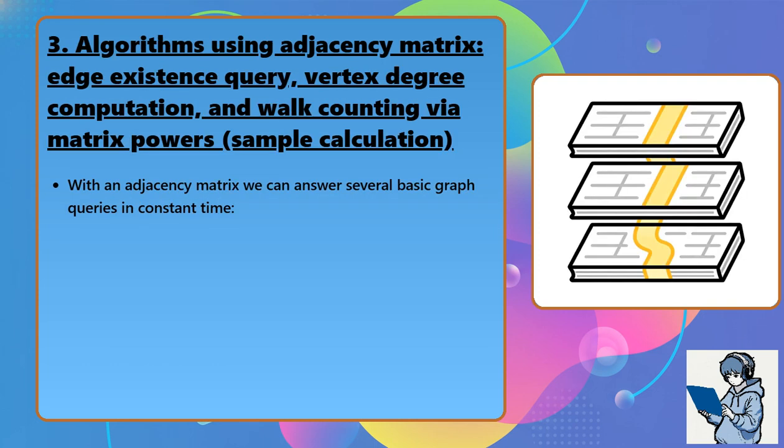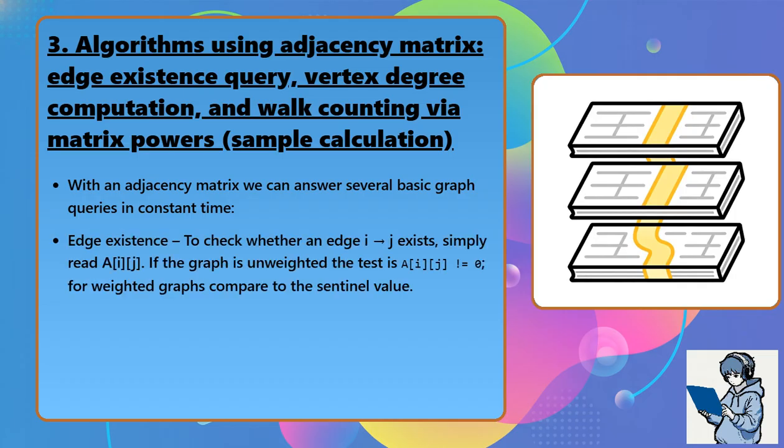With an adjacency matrix, we can answer several basic graph queries in constant time. Edge existence: to check whether an edge i to j exists, simply read A[i][j]. If the graph is unweighted, the test is A[i][j] not equal to 0. For weighted graphs, compare to the sentinel value.